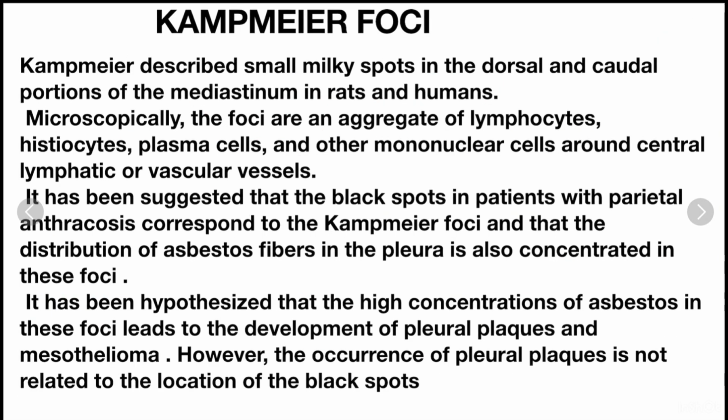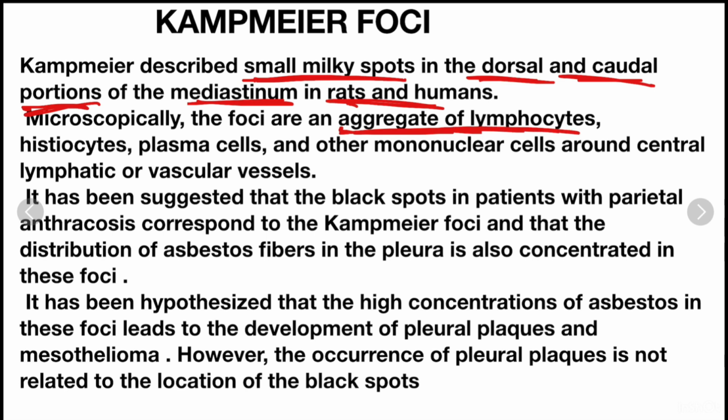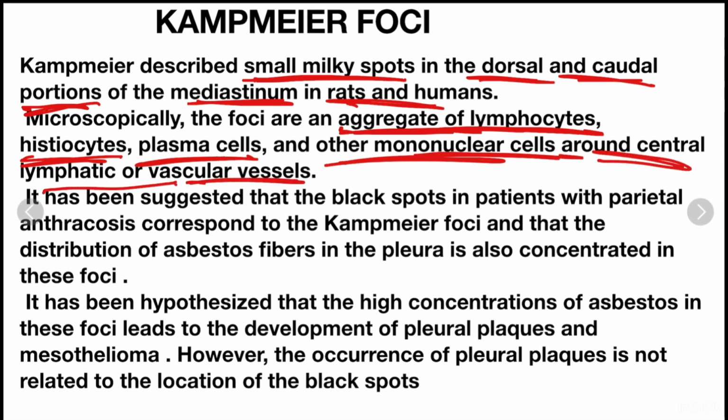Now comes Kampmeier foci. Kampmeier foci, very, very important. So let's discuss what Kampmeier foci are. Kampmeier described small milky spots, very, very important, in the dorsal and the caudal portion of the mediastinum in rats and humans. So Kampmeier foci are small milky spots in the dorsal and caudal portion of the mediastinum. Microscopically, these foci are aggregates of lymphocytes, histiocytes, plasma cells, and other mononuclear cells around the central lymphatics and vascular vessels.